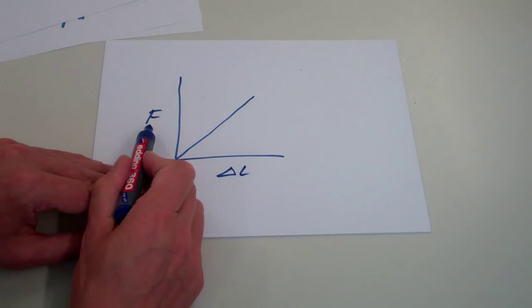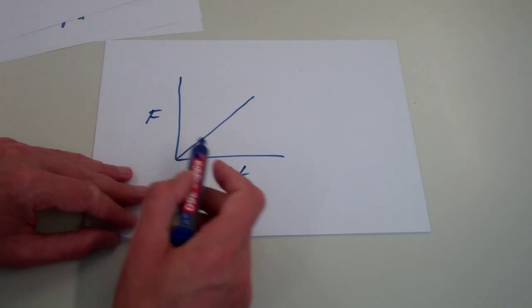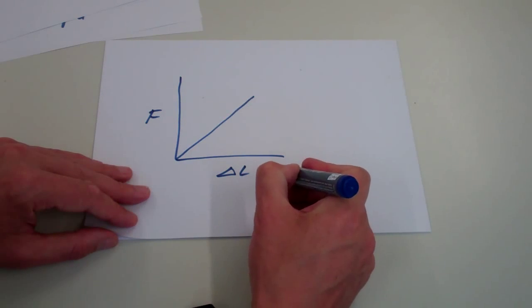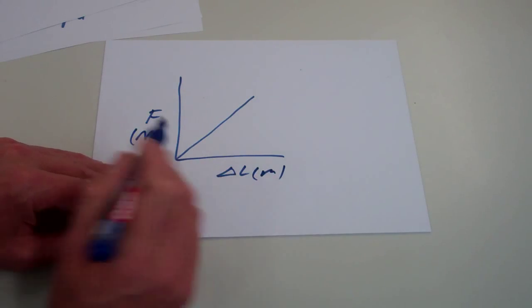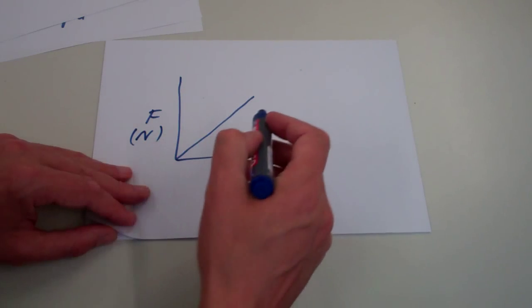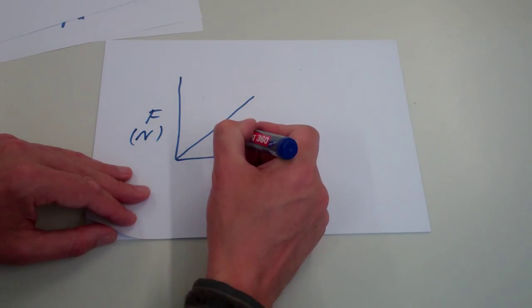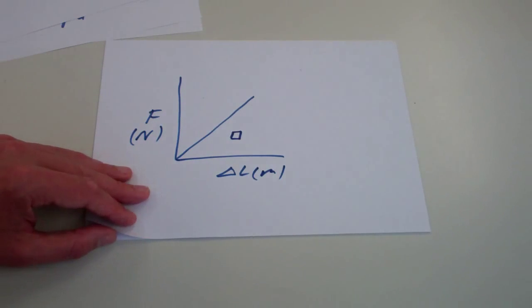The dimensions of force in newtons times distance in metres is newton metres, and newton metres are the units of joules. So any piece of area on this graph represents energy.